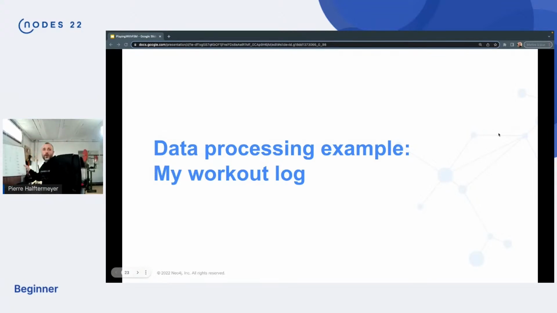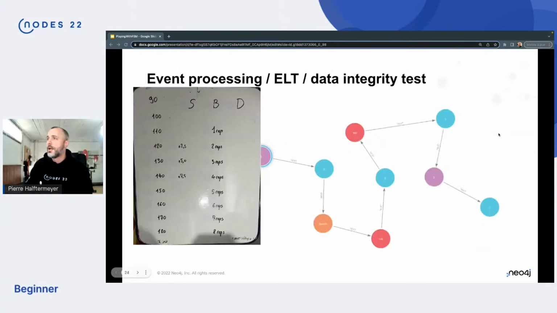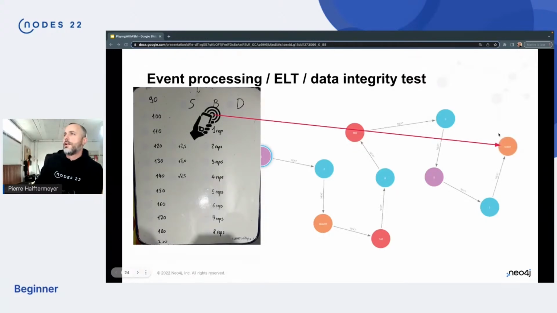This is the way I log my workout with my phone. I have NFC chips there, and when I work out, I do deadlift, 130 kilos and 3 reps, and it's the way I do. So I can trigger an event with my NFC enabled phone, and I add an event to a chain list.